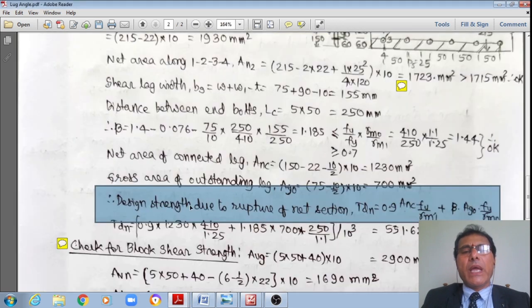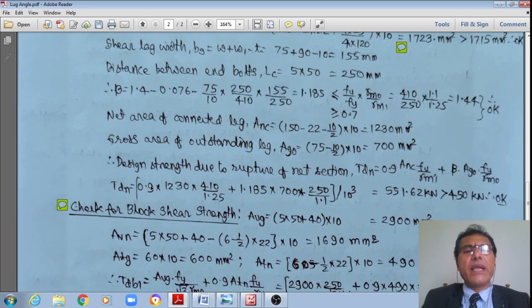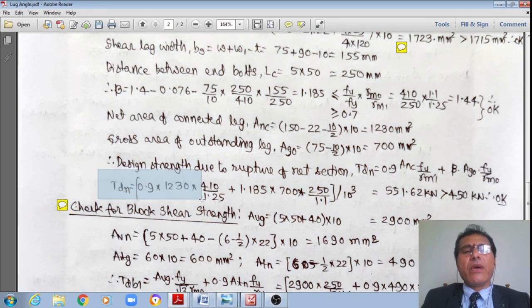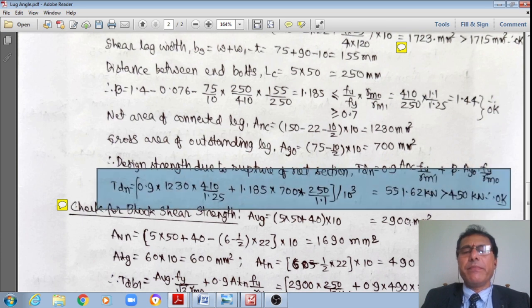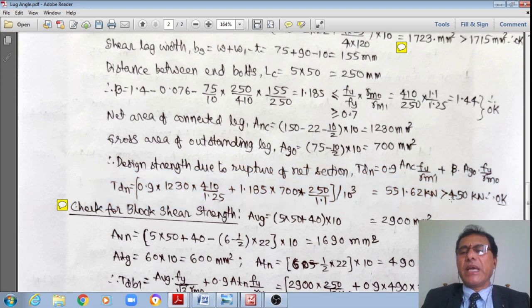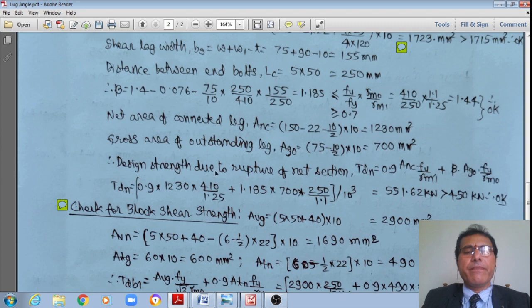Substituting the numeric values into this formula, TDN is equal to 0.9 multiplied by 1230 multiplied by 410 divided by 1.25, plus 1.185 multiplied by 700 multiplied by 250 divided by 1.1, that whole divided by 10 to the power 3. Now I'll get 551.62 kilonewton. This is much greater than 450 kilonewton. Therefore, the design strength due to rupture at the net cross section is much greater than 450 kilonewton. Therefore, it is okay, right?